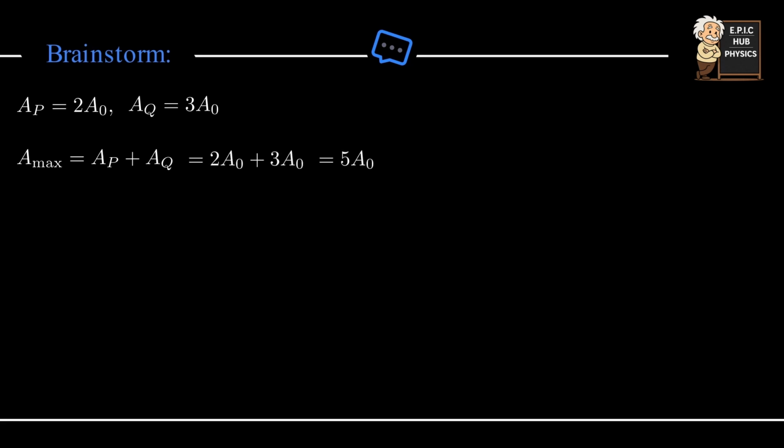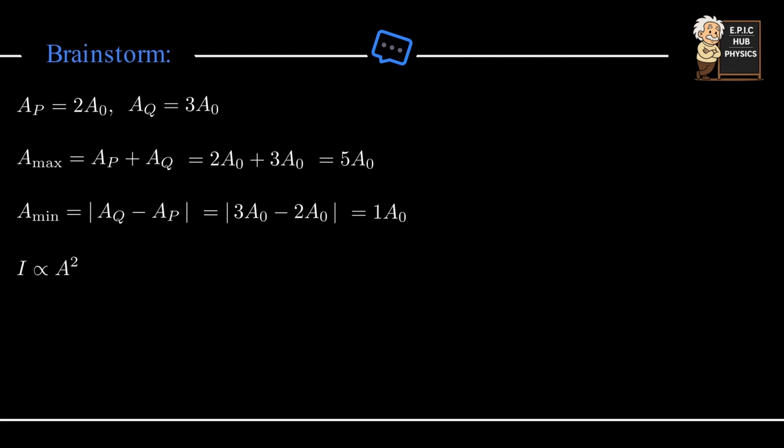For the minimum amplitude, the waves are perfectly out of phase, so we subtract the smaller amplitude from the larger. Minimum amplitude equals the absolute value of wave Q minus wave P, which is 3A0 minus 2A0, giving 1A0.